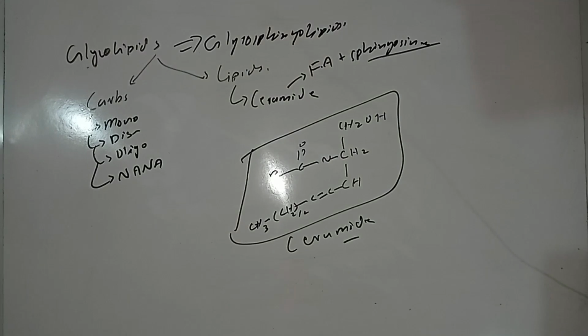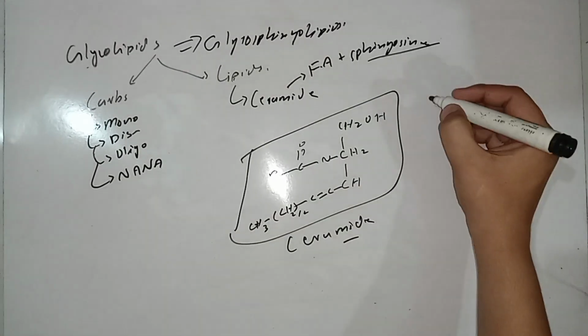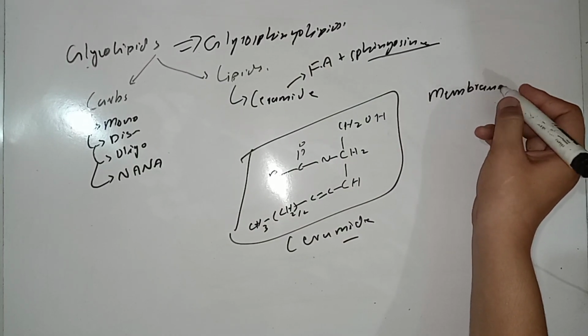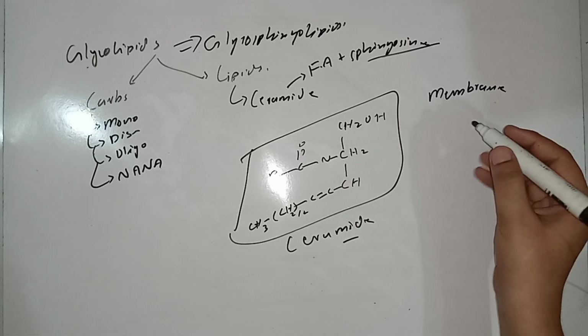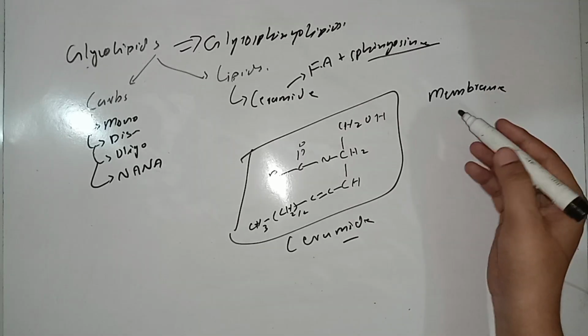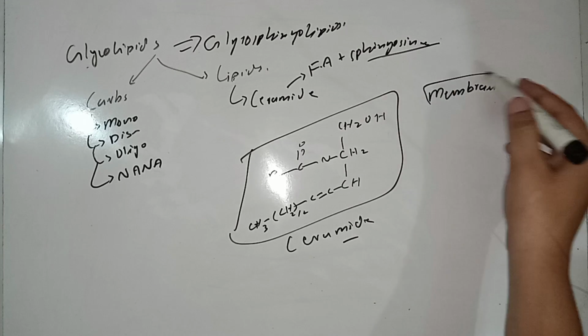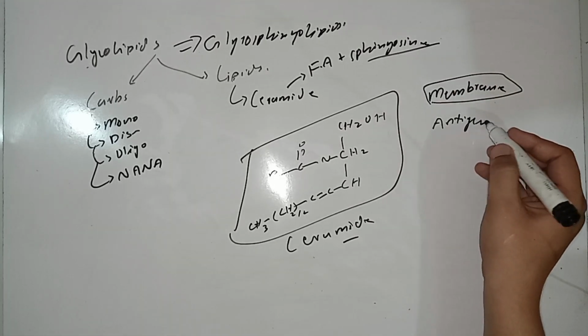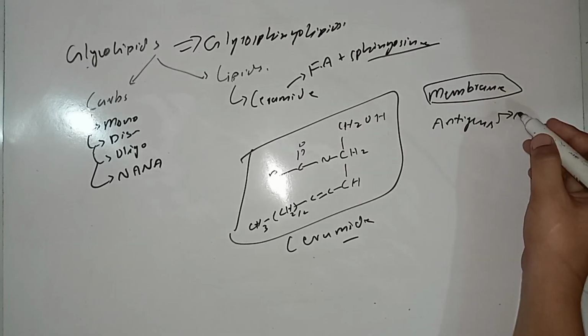So what is the function of these glycosphingolipids? These are present in the membranes and regulate the structure of membranes. They are present in the outer portion of cellular membranes. Moreover, they act as antigens. For example, they act as a blood group antigen.